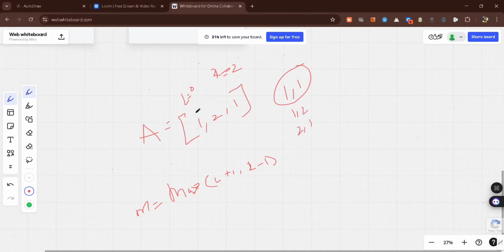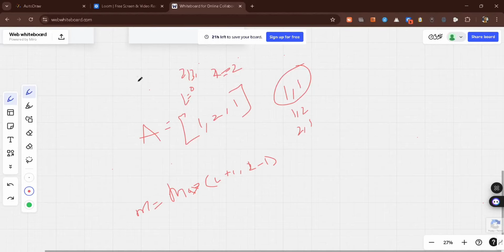So in between L and R, what are the maximum values? Only 2. In some cases, we can have 2, 3, 4. But in between L and R, we need to take the maximum value from this. In this, the maximum value is 4, so the m value will be 4.